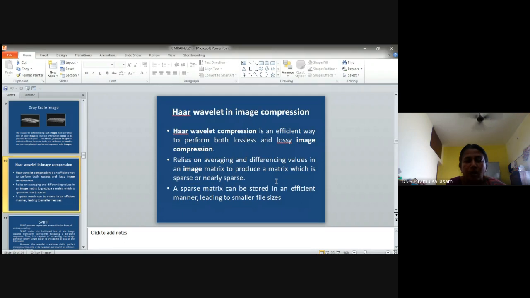The Haar wavelet is another efficient way to perform both lossless and lossy image compression. It relies on averaging and differencing values in an image matrix to produce a matrix which is sparse or nearly sparse. The sparse matrix can be stored in an efficient manner, leading to smaller file sizes. So a sparse matrix is used in the Haar wavelet.